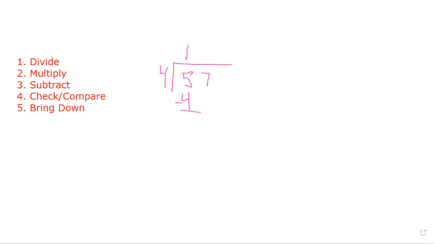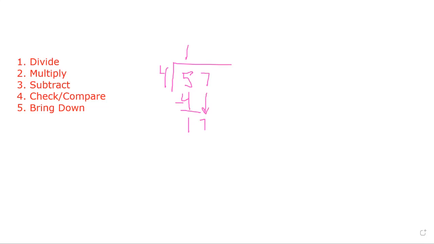Now I subtract the number I just wrote there from the number above it. 5 minus 4 is 1. When I say check or compare, I need to look at what my difference was compared to my divisor. If this is smaller or less than the divisor, we're good. We can keep going. If this is equal to or greater than the divisor, it's not okay, and I'm going to have to check my work. But because it is smaller, I can go ahead and bring down the next number to the right, which is 7. And now I'm going to go all the way back up here and start this process over again.